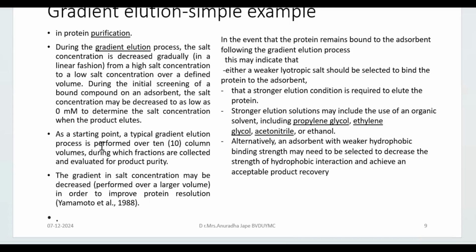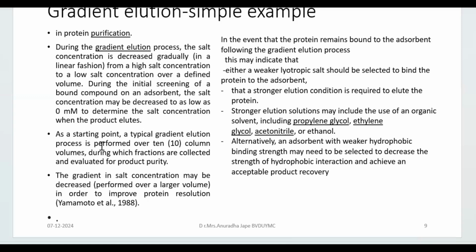So you have to choose a matrix which is going to have weaker interaction with the analyte. So an adsorbent with weaker hydrophobic binding strength may be selected. So it will decrease the strength of hydrophobic interactions. These hydrophobic interactions are occurring between what and what? The adsorbent material and the protein.